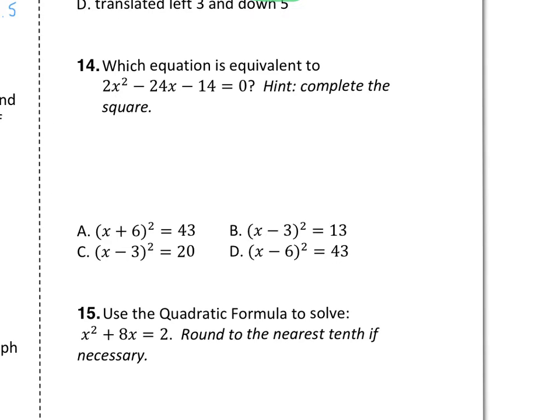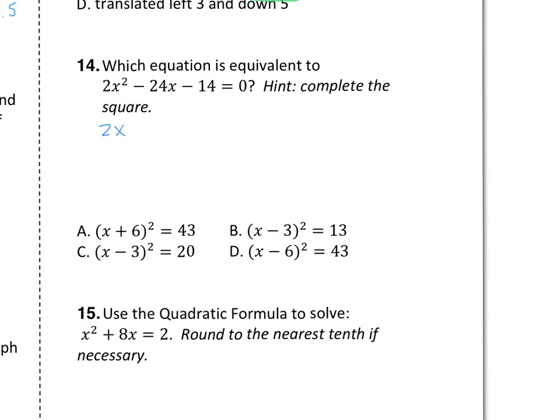Number 14, which equation is equivalent to 2x squared minus 24x minus 14 equals 0? Hint, complete the square. So if you look at our 4 answer choices, those actually require us to complete the square and not actually solve for x, but use the steps of completing the square to get so far as to where we then could solve it. But here they don't necessarily want us to. So let's look at the process of completing the square.